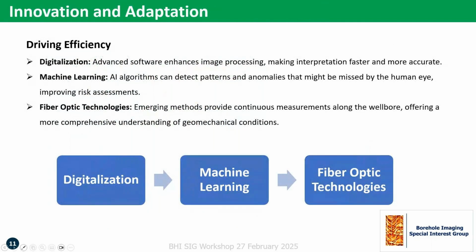From the innovation and adoption point of view, driving efficiency in the current scenario clearly comes from digitalization. Digitalization means very advanced software and image processing, making interpretation faster and more accurate. And now machine learning is also popping up in the same technology. Some artificial intelligence algorithms can detect patterns and anomalies that can be missed by the human eye, improving the risk assessment.